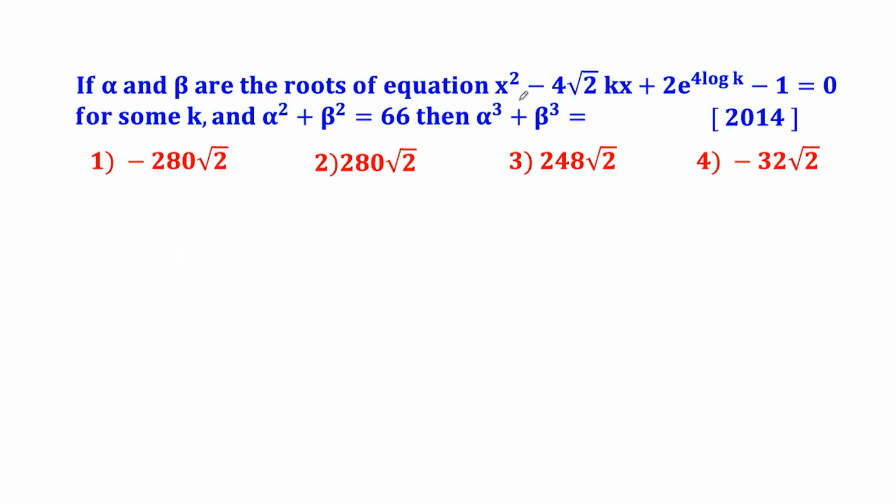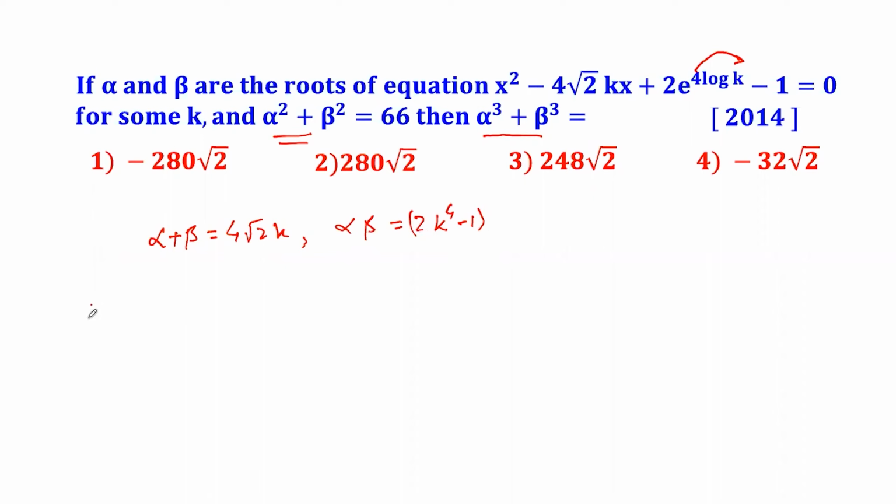Alpha and beta are the roots of the equation x square minus 4 root 2 kx, and log of this is given for some k, right? And alpha square plus beta square is 66. Then find alpha cube plus beta cube, right? See, first thing, we have to find the sum of the roots in this case. So alpha plus beta is 4 root 2 k. Alpha into beta, the product, will be, we know that this k will go into the power, and this is nothing but 2 into k to the power 4 minus 1. This is the property of logarithm we are applying there, right?